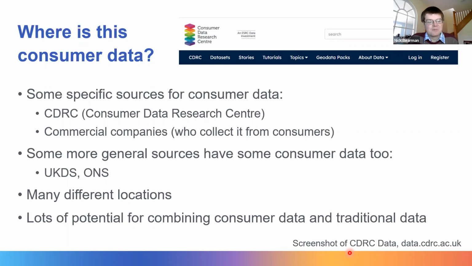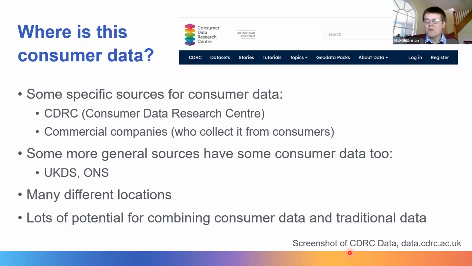You can get some of it from commercial companies. Some companies are really, really open with the data they collect. Zoopla are a great example. They have an API. You can use it to get some of their data about house sales and rental listings and do all sorts of interesting stuff with it.